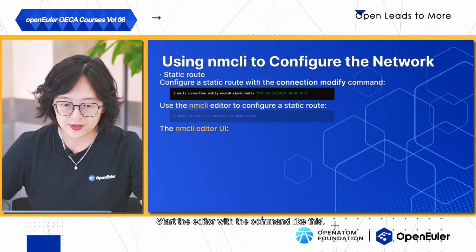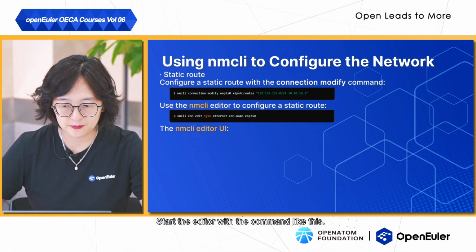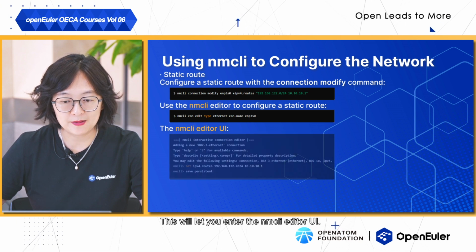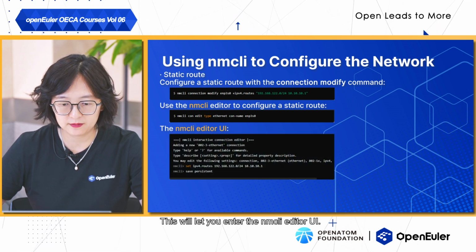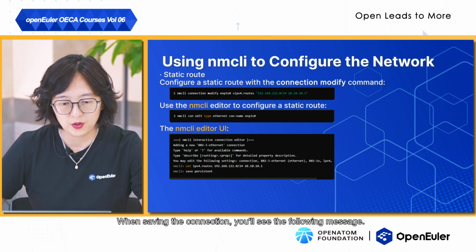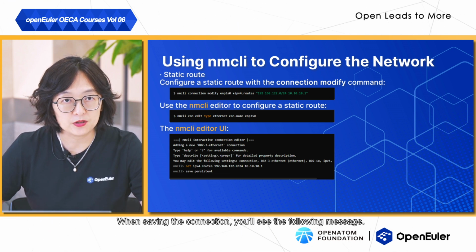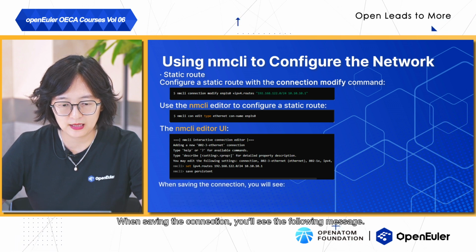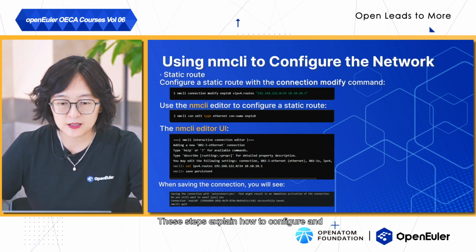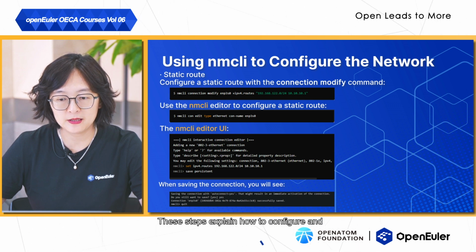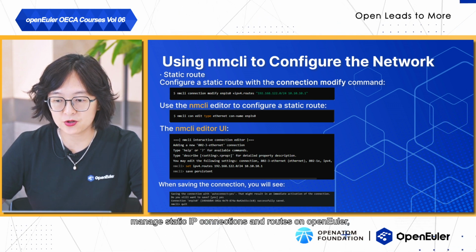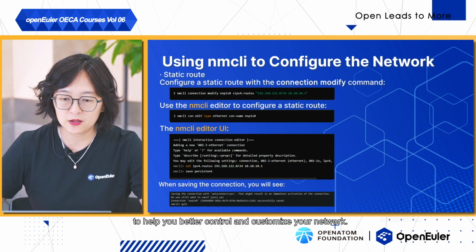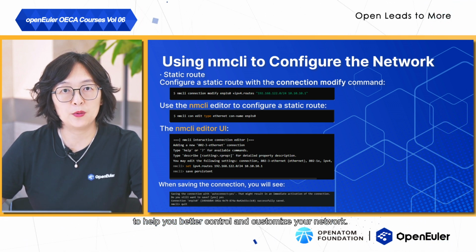You can also use the nmcli editor to configure a static route. Start the editor with the command like this. This will let you enter the nmcli editor interface. When saving the connection, you will see the following message. These steps explain how to configure and manage static IP connections and routes on openEuler to help you better control and customize your network.